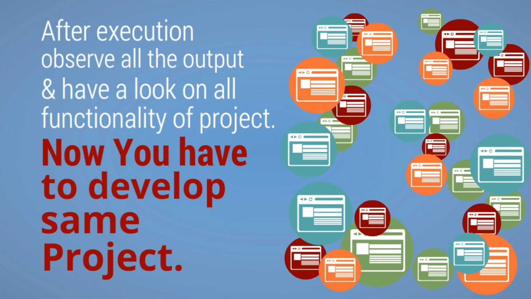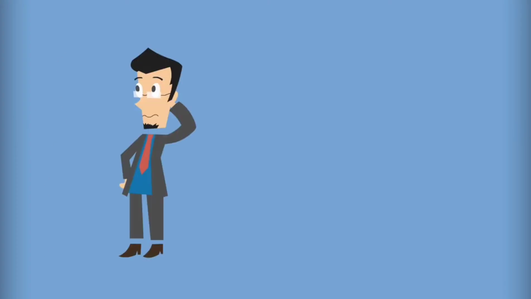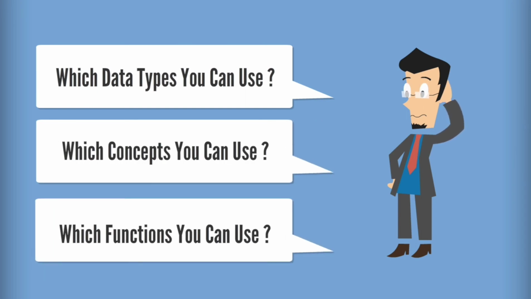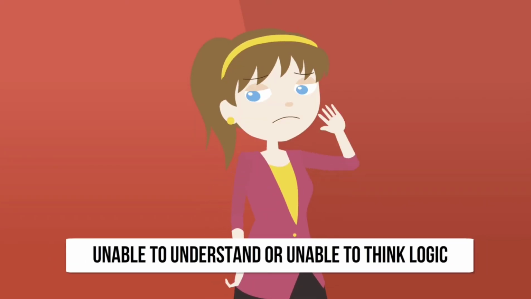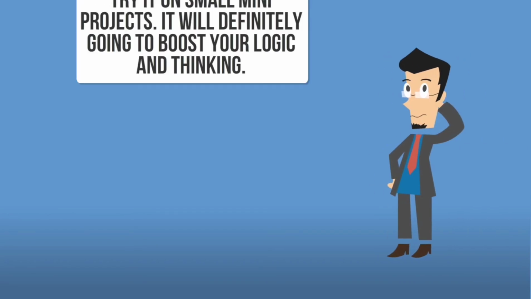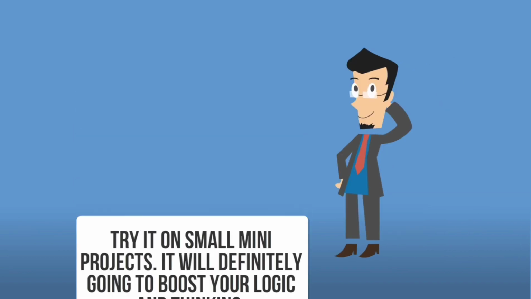Now, you have to develop the same project, but without opening the code of the downloaded project. Just try to develop it yourself. Think what types of data types you need, which concepts you can use to produce the same output and functionality. If you are unable to understand, or unable to code, even if you tried so hard, then have a look at that code and try to code. Try it on small mini projects, it will definitely boost your logic and thinking. And then go for complex projects.